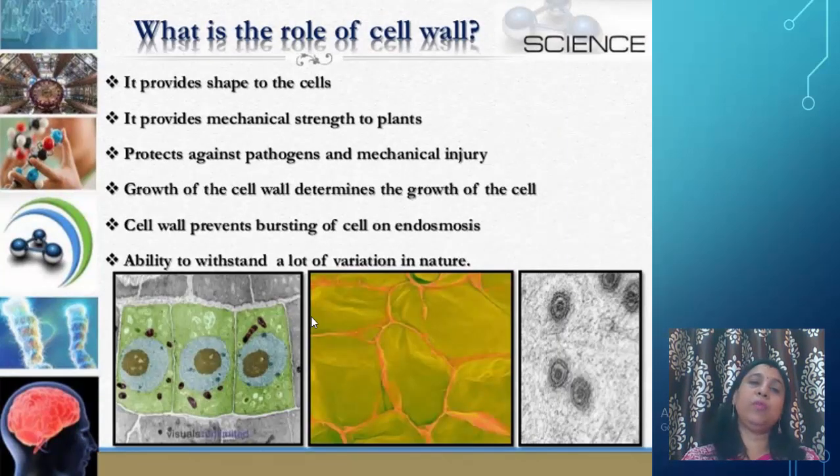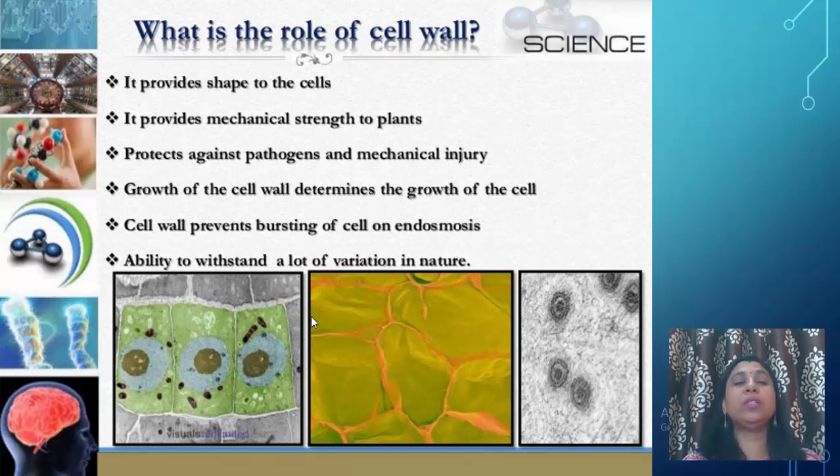Now, what is the role of cell wall? What is the function of cell wall? It provides shape to the cells. Number one, it provides mechanical strength to plants. It protects against pathogens and mechanical injury. It helps in the growth of the cell wall. The growth of the cell wall determines the growth of the cell.